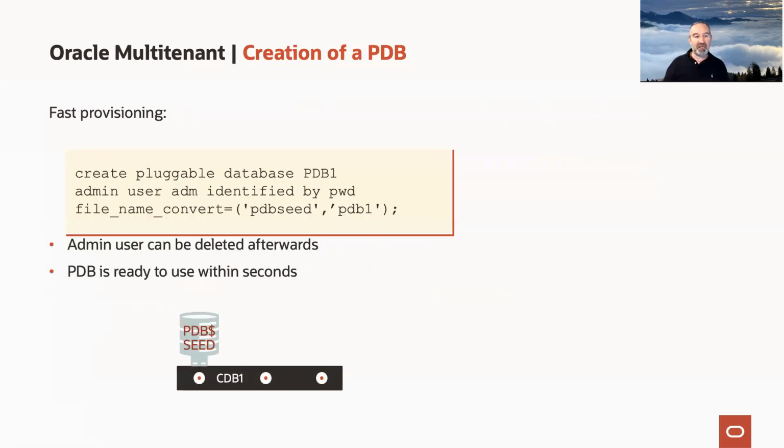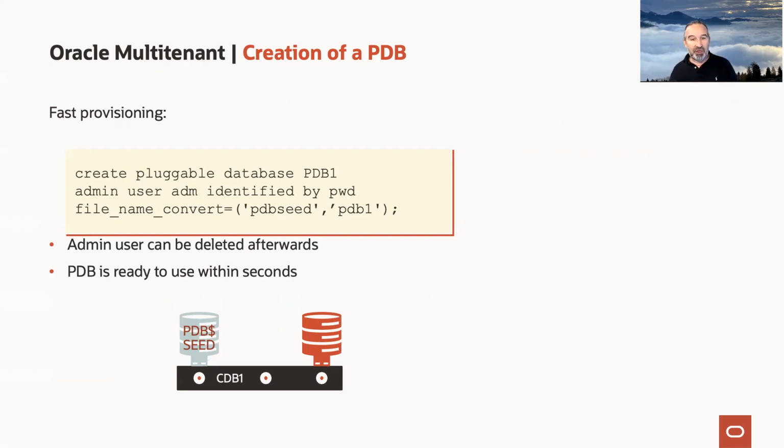Now, when we create a PDB, the easiest way is to say create pluggable database PDB1. You need to specify an admin user, ADM here, with a password. We need this admin user because when we create this PDB, it has no user in the seed. And for this purpose, we need this admin user. You can delete that admin user later. For instance, SAP does that.